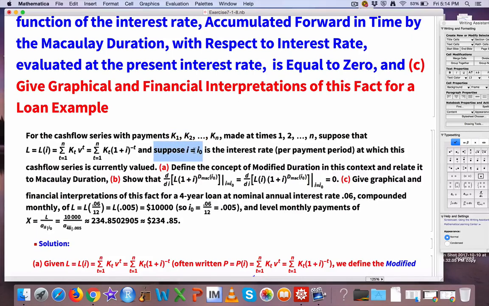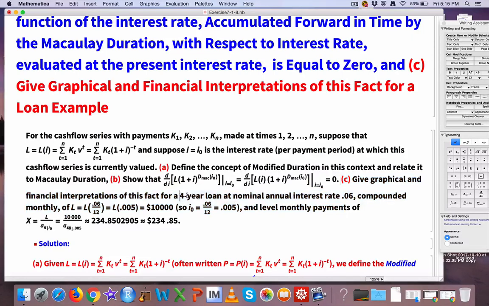We're also going to suppose, though, in the problem, that i sub 0 is a fixed interest rate at which the loan, if you want to think of it as a loan, as we will in part C, is valued. So let's go ahead and look at part C right away here. It's an interest rate per payment period, which is going to be per month, at which the cash flow series is currently valued. So look at part C.